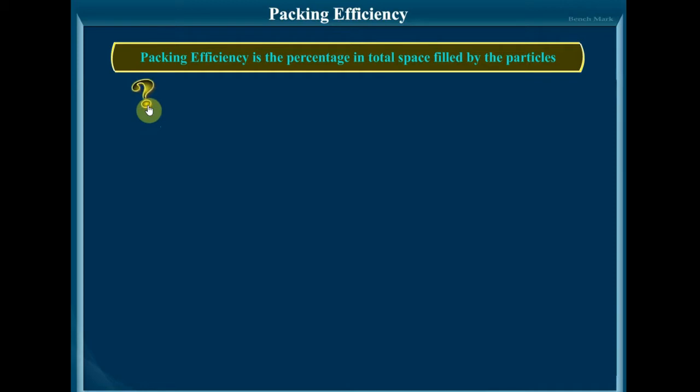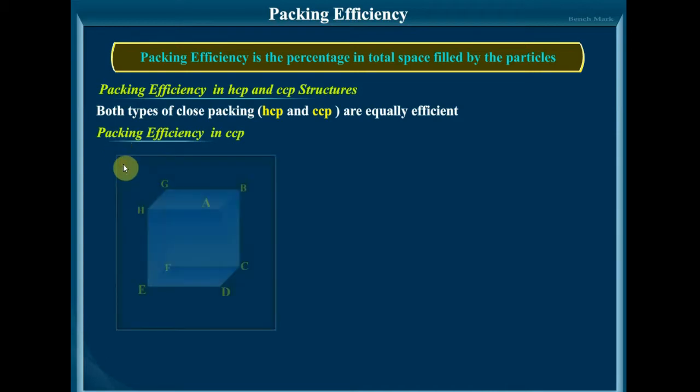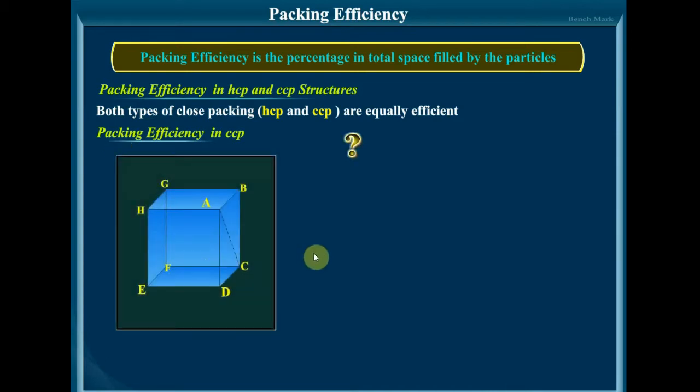As I had mentioned earlier, packing efficiency is the percentage of total space filled by the particles. Packing efficiency in HCP, hexagonal close packing, and cubic close packing structures. Both types of close packing, whether it's HCP or CCP, are equally efficient. First we are going to discuss the packing efficiency in CCP. So how can we calculate the percentage of space occupied by the spheres?